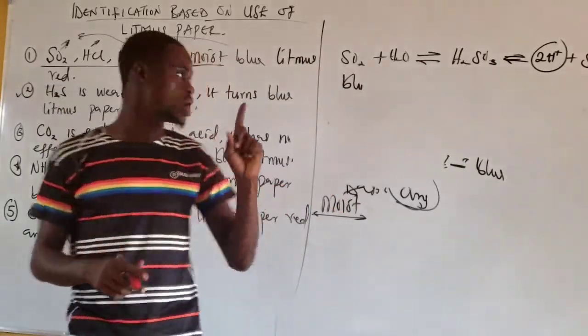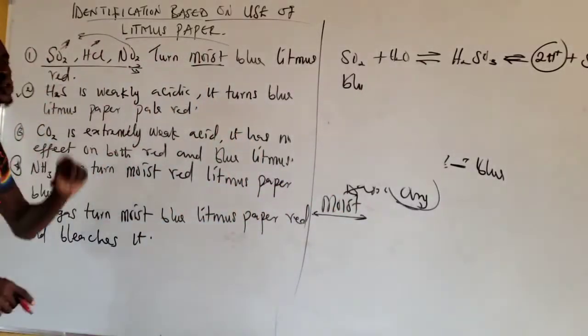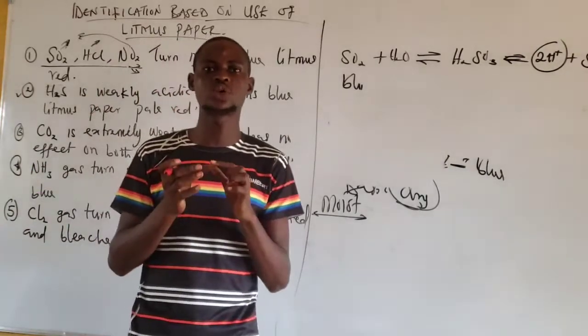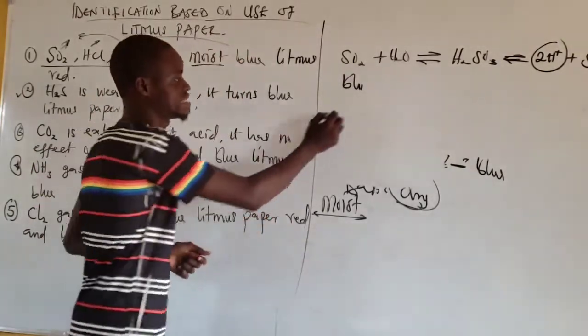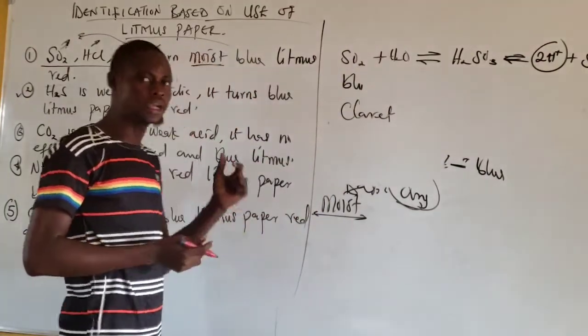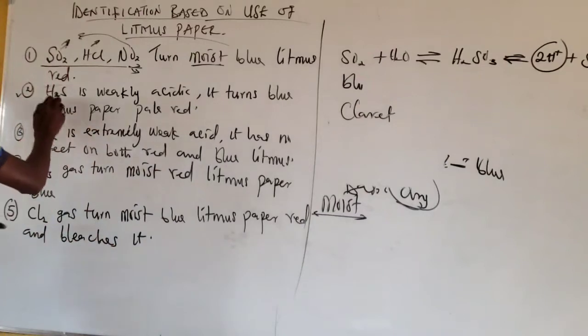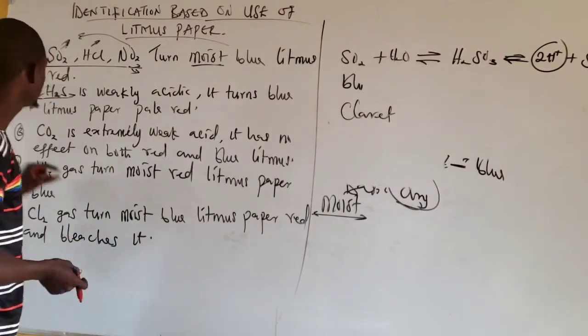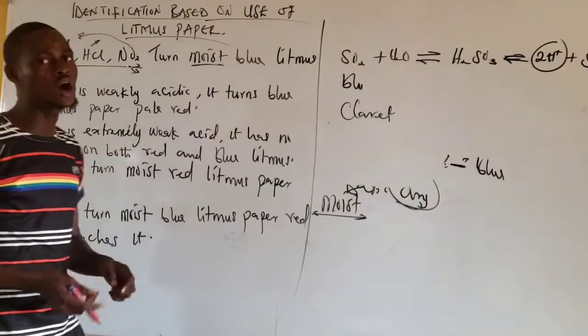We can detect this gas because it turns a moist blue litmus paper into a pale red. It's not going to produce a deep red; it's going to give us a pale red, something like a claret red. So a pale red shows the presence of H2S, hydrogen sulfide gas. The third example is carbon dioxide.